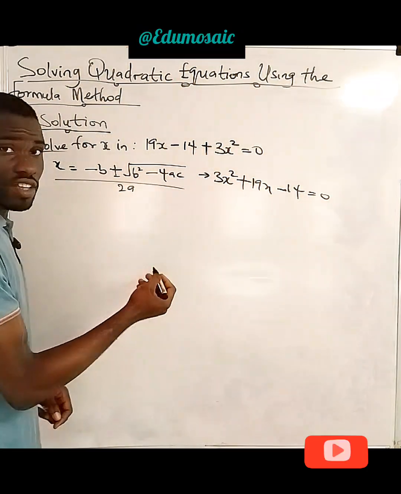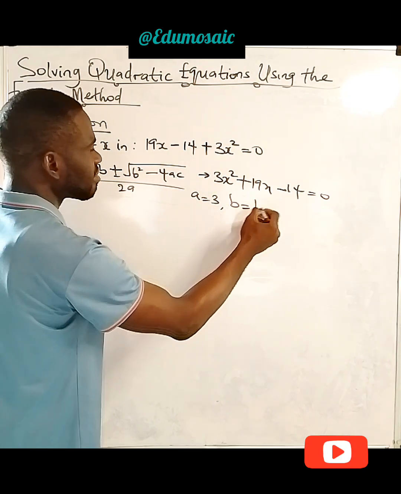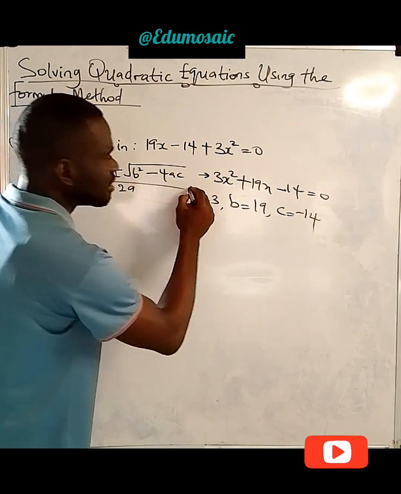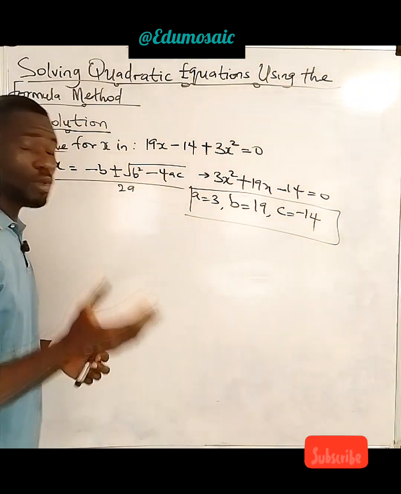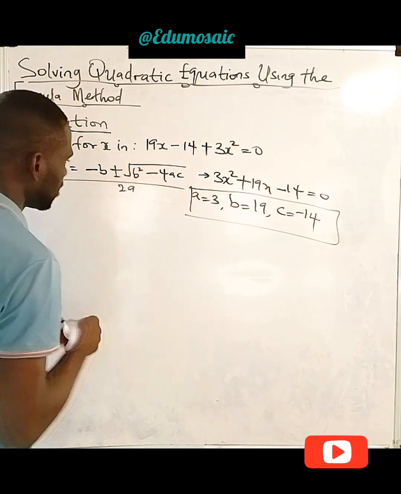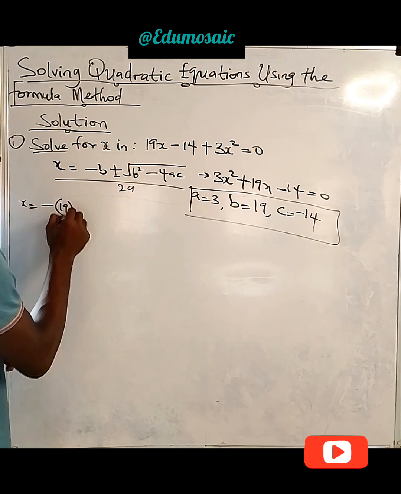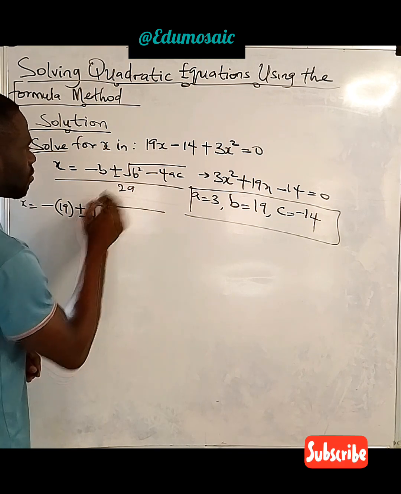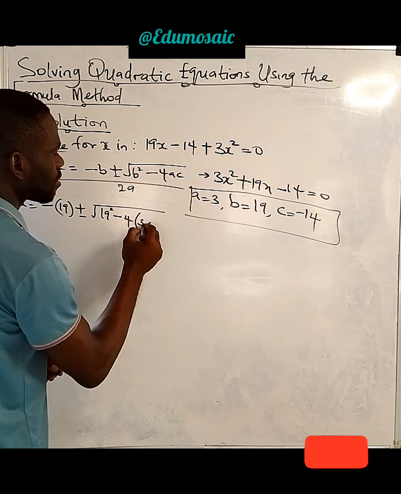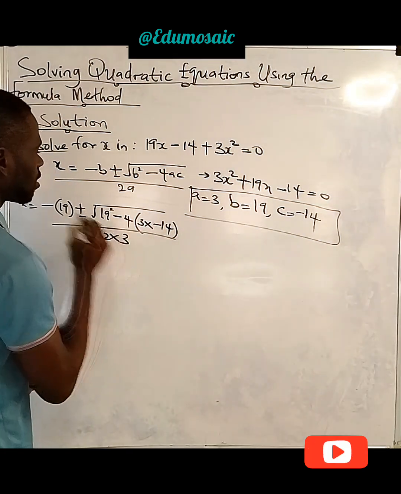So let's get our coefficients for each of the unknowns. a is 3, b is plus 19, c is minus 14. So we have everything well set out. The next thing we have to do is to take all this and put them right into our formula. So we have x is minus, what is b? b is 19, plus or minus the square root of b squared, that's 19 raised to the power 2, minus 4, a is 3, c is minus 14, over 2a, a is 3.